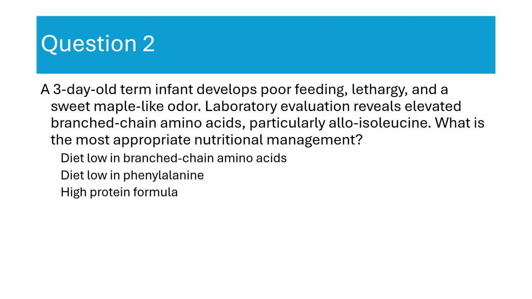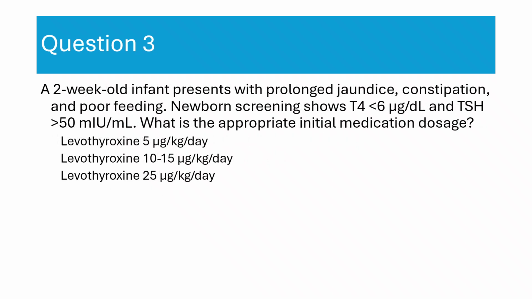A 2-week-old infant presents with prolonged jaundice, constipation, and poor feeding. Newborn screening shows T4 less than 6 and TSH greater than 50. What is the appropriate initial medication dosage? Levothyroxine 5, 10 to 15, or 25. The correct choice is levothyroxine 10 to 15.